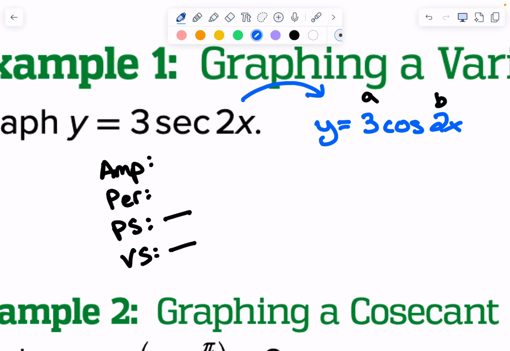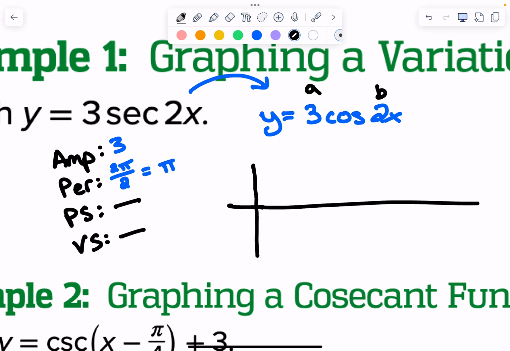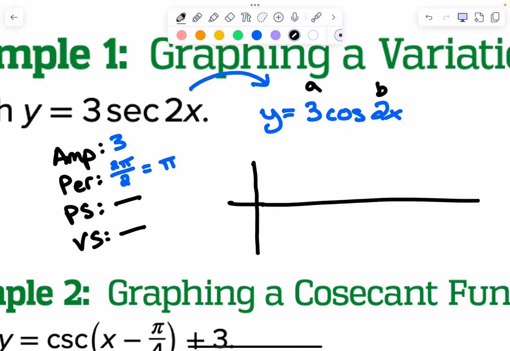Amplitude is 3. Period is 2 pi divided by B, which is 2, so my period now is pi. It is smaller than it was before. So let's graph him. The amplitude is 3. We're graphing cosine, but leave enough room so that we can do the little parabolas off of him. So we have 3 and we have negative 3.